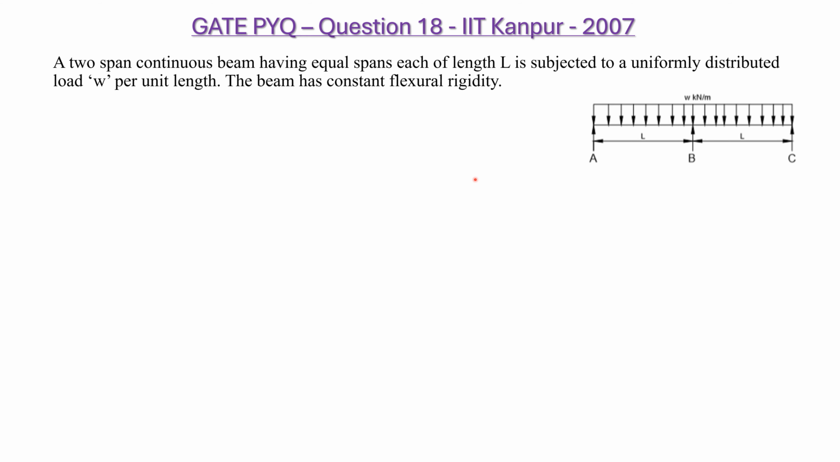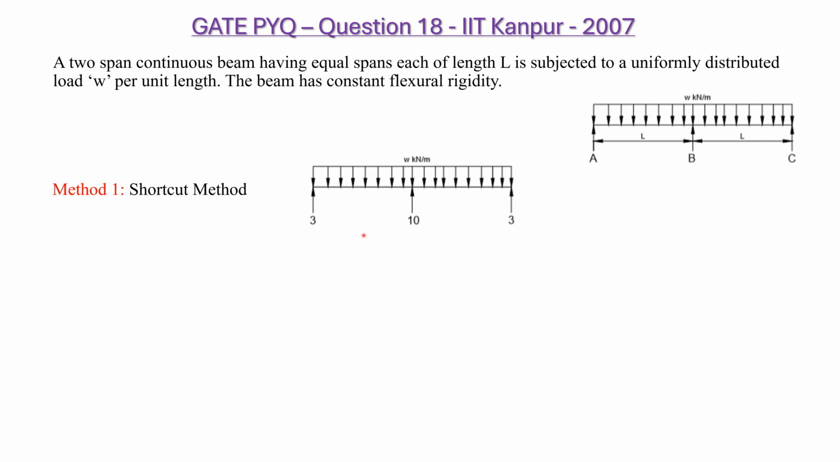Now, there are two methods to solve this problem. First one is shortcut method and second one is conventional method. Now, let us look at method 1, the shortcut method. Shortcut method says that if there is a continuous beam having two equal spans and loading is symmetric, then its reactions will be in the ratio 3 is to 10 is to 3. Using this concept, we are going to solve both questions, that is question number 1 and question number 2.